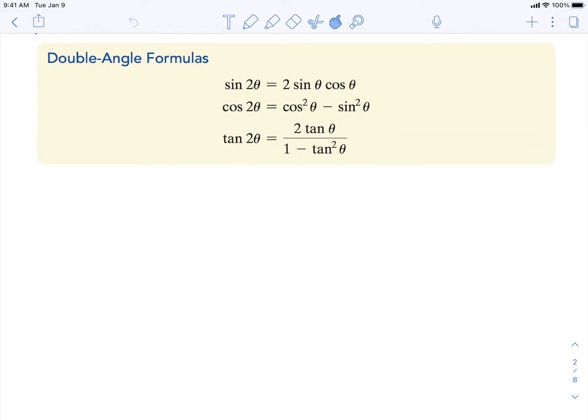All right, on this slide are the double angle formulas. These you do not have to memorize. So we have the sine of 2 theta, cosine of 2 theta, and tangent of 2 theta.